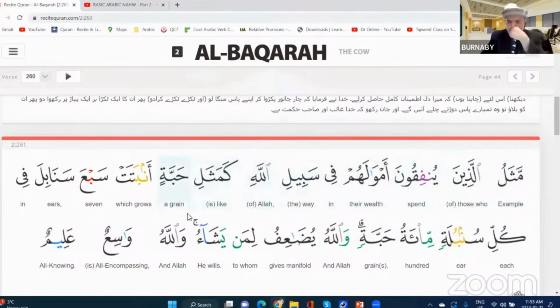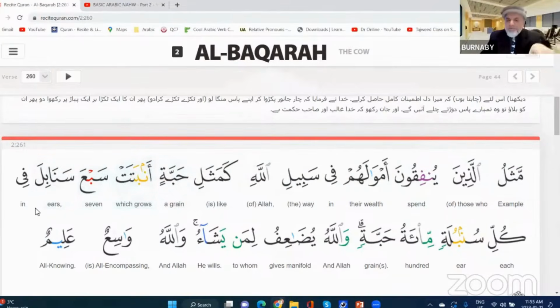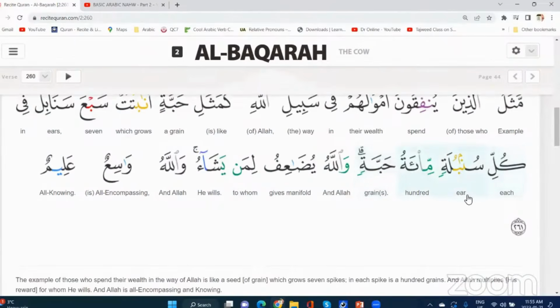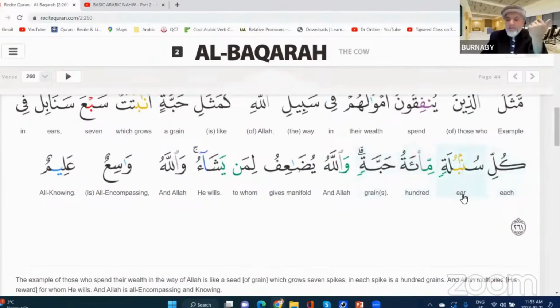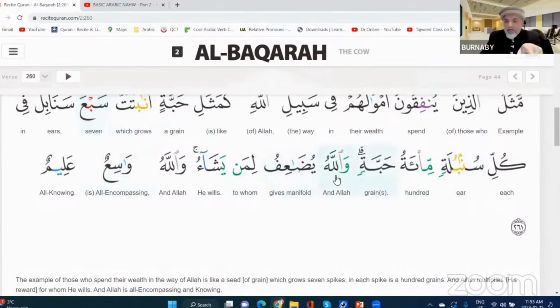Kamathali habba. Like a grain. Anbatat sab'a sanabila, which grows seven ears. Fi kulli sumbulatim miyatu habba. And in each one of them, there are 100 grains. Meaning it will be multiplied how many times? 700 times. And why? Wallahu yudaifu liman yasha. And Allah gives manifold to whom He wills.